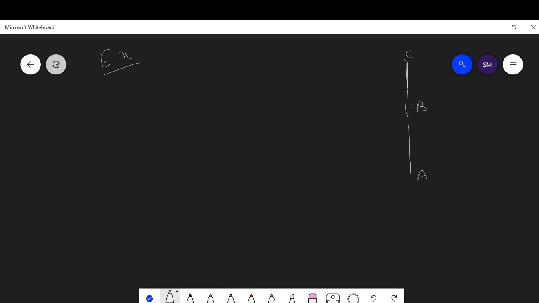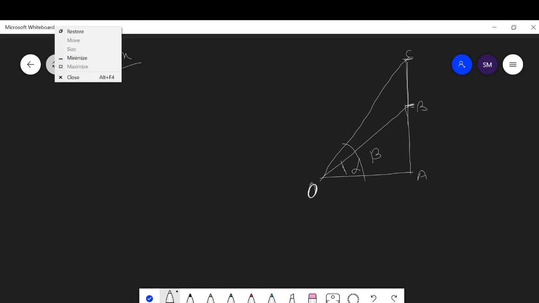Then from a point on the ground, let O be the point on the ground, and the angle of elevation, this is the flag bottom and this is the flag top. Angle of elevation of the flag bottom is alpha. This is alpha, and angle of elevation of the top of the flag is beta. This angle is beta, given.